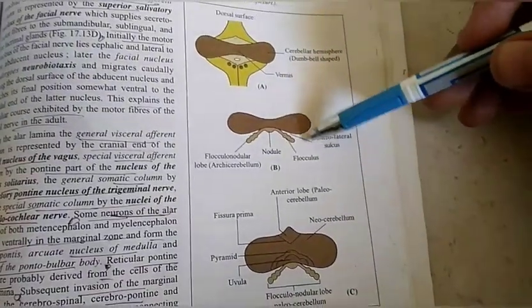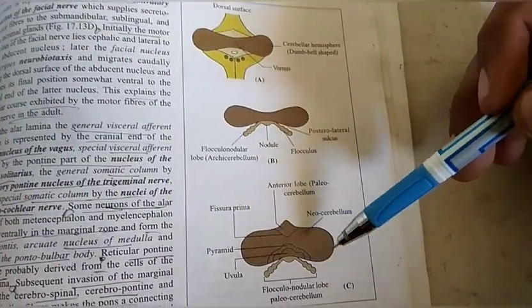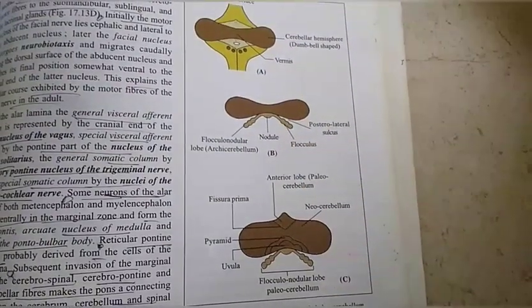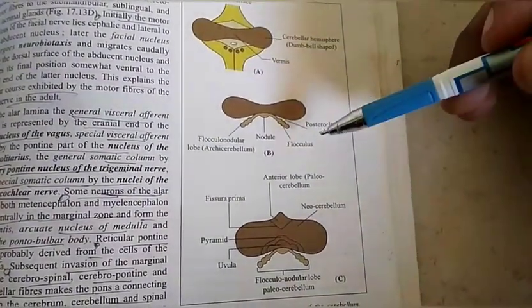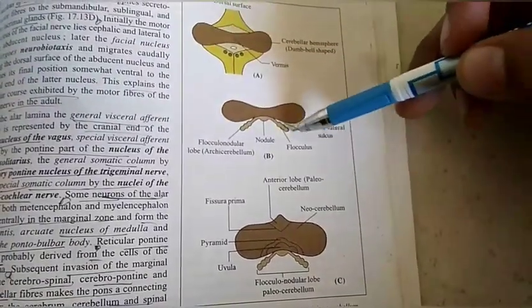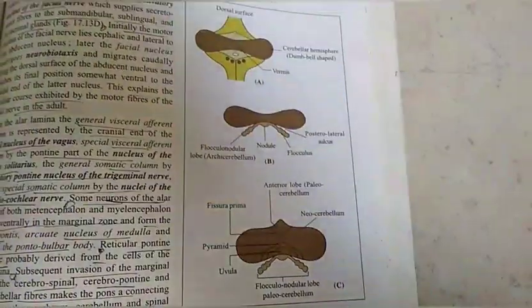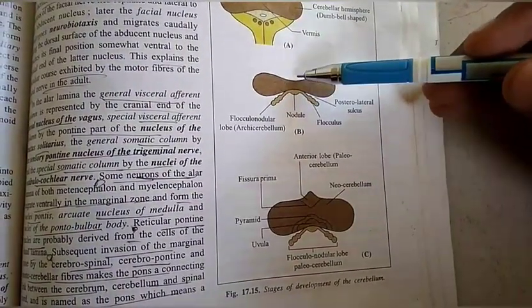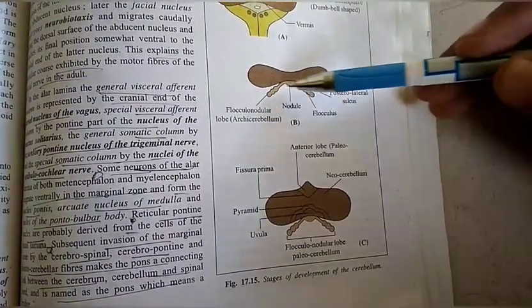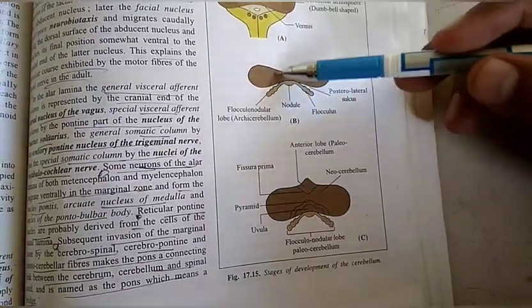The appearance of various fissures and sulci in this primitive cerebellum leads to the development of the various lobes of cerebellum. The first one to appear is this posterolateral sulcus. Due to appearance of posterolateral sulcus, nodule gets separated from midline vermis and flocculus on both the sides get separated from the respective cerebellar hemisphere.